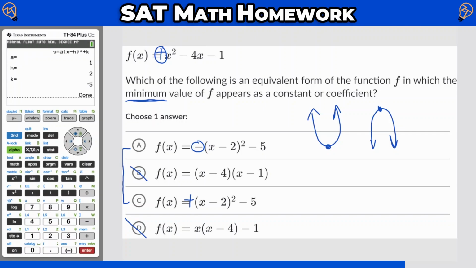And notice we get our A value is 1, so that means I don't really need to put anything in front. X minus H means the opposite of the H value, so X minus 2, plus K means keep whatever K is as is, so in this case it's -5. And so that matches with option C.